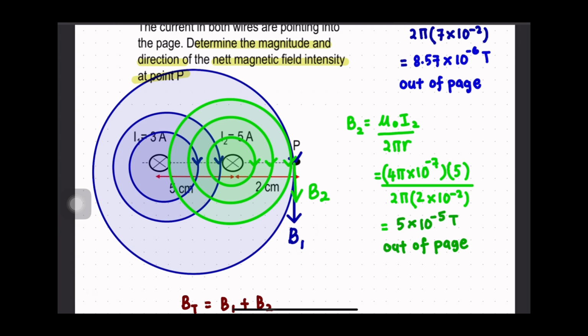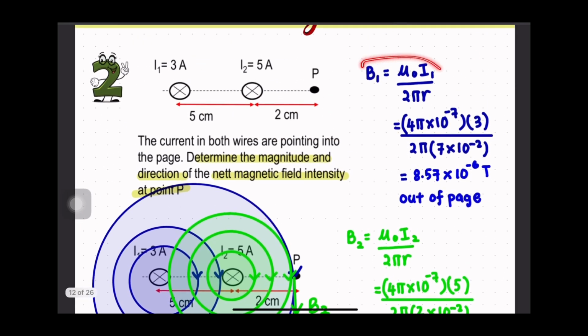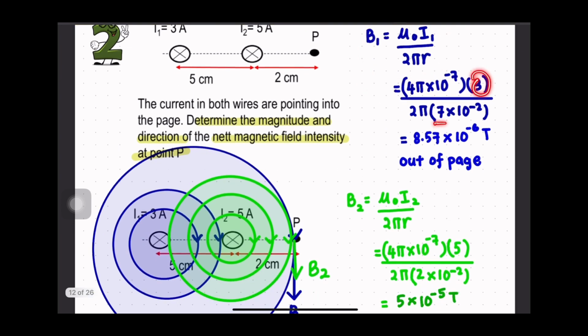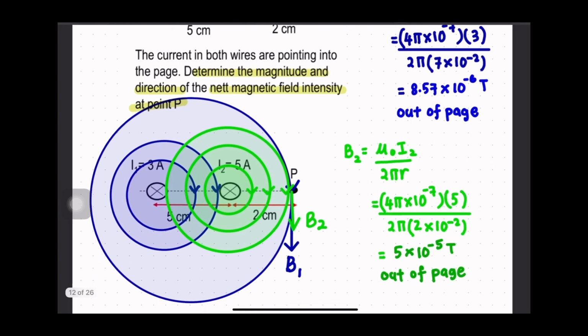And then untuk B2, cross means current dia adalah into page. So bila you masukkan thumb you into page, so akan nampak ada finger you pusing macam ni. Okay, so dia adalah means out of page juga. Okay, so masuk dalam formula. Okay, substitute the value, and then this one is very important. The distance from point P to wire 1 is 7 cm. Okay, 7 cm. So dapatlah 8.57 times 10 to the power of negative 6 Tesla. So direction is out of page.